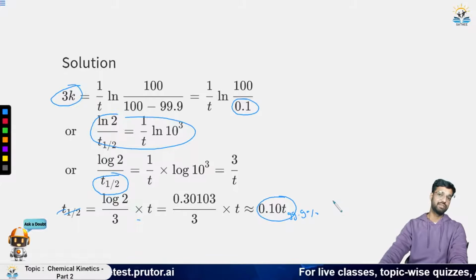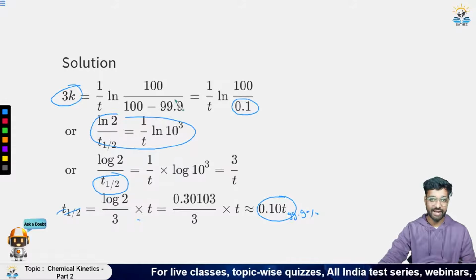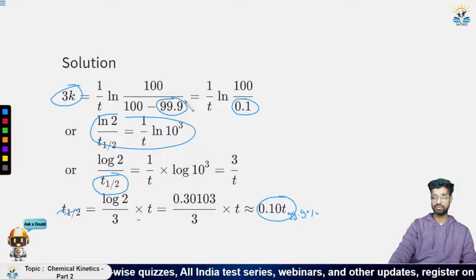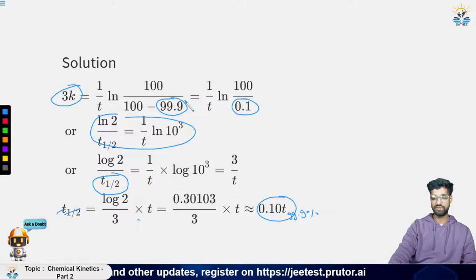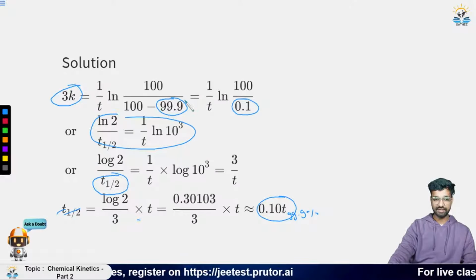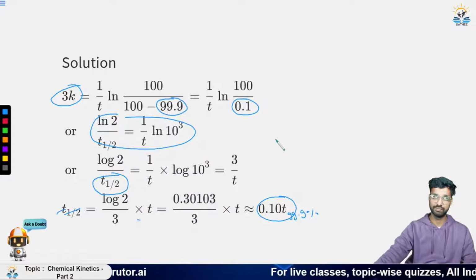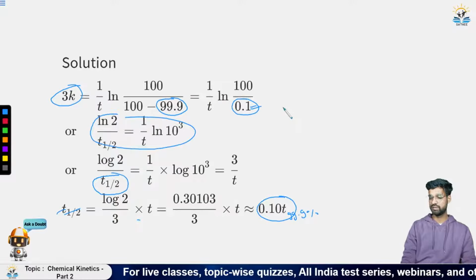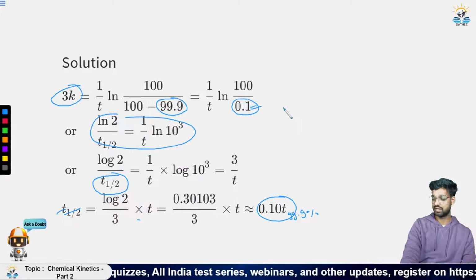Now the main thing that should be kept in mind here is that children often take the concentration at time t as 99.9, but it is not so. According to the question, we are just saying that 99.9% of the reactant has been consumed. So the remaining reactant will always be 0.1%. That is the main key point about this question. That's why children make mistakes in this question, because they take 99.9% as the reactant concentration at time t.